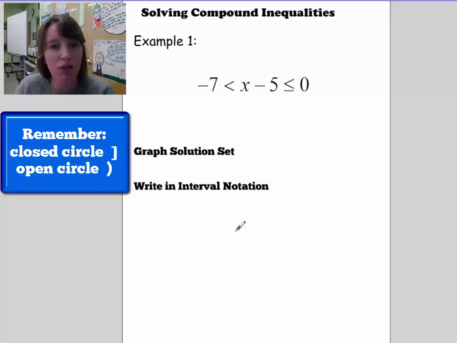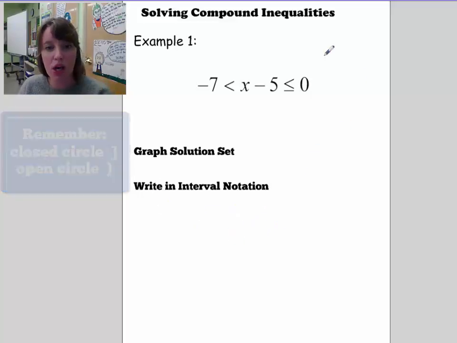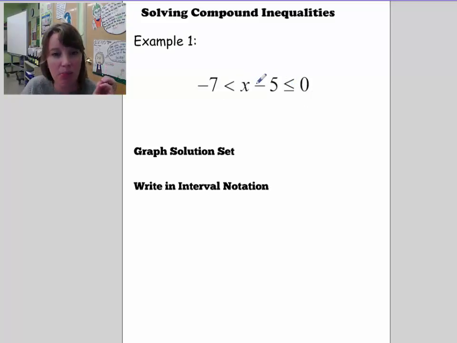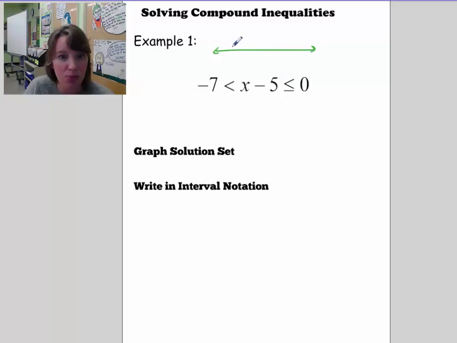Okay, when I solve a compound inequality, let's review what this is saying here. This is saying that a number minus 5 is going to be less than or equal to 0, but greater than -7. So we're looking for what we can put in for x so that when we subtract 5, it's between 0 and -7, essentially. When we solve this to get x by itself, we actually have to pay attention to these bounds. Right now this expression is sitting between -7 and 0, with an open circle here and a closed circle here. This is where this expression is.